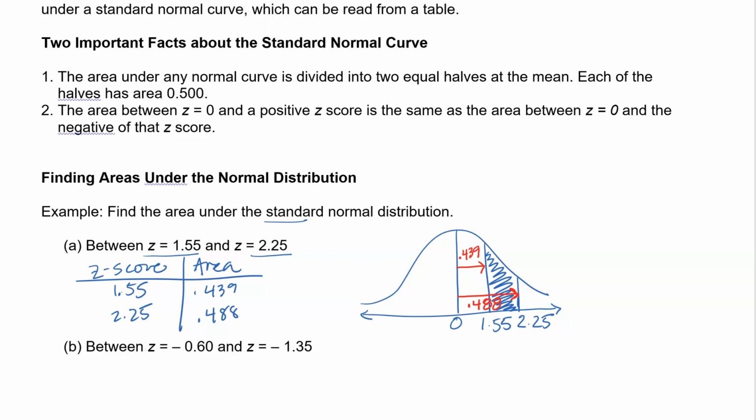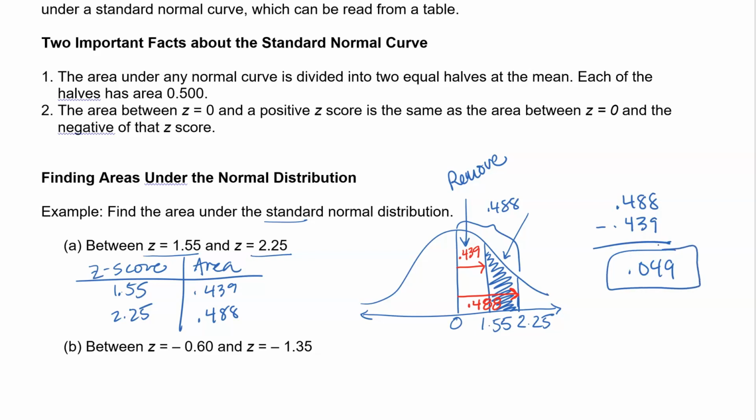So if I know that this entire area here is 0.488 and I want this blue section, then I can just remove the section that I don't want. So I'm going to take 0.488, which is the area of this whole chunk, and subtract 0.439, and that's going to give me the shaded area in blue here. If I subtract those, I get 0.049, and that gives me the area of the section that I want.